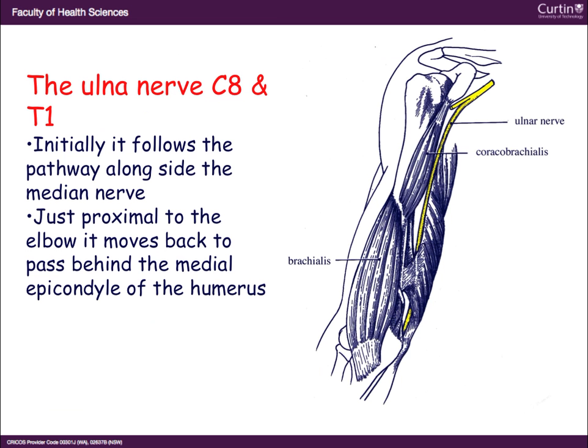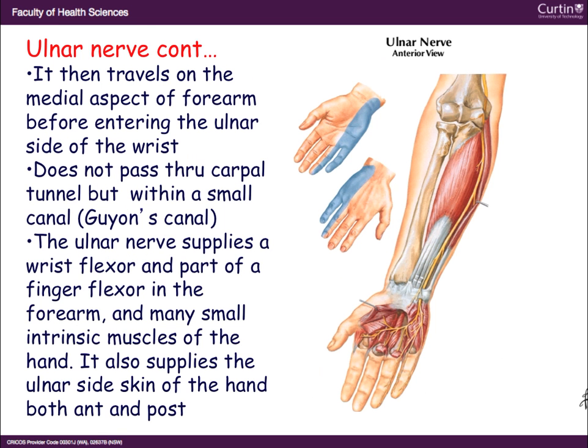Pathway of the ulnar nerve. The ulnar nerve, as it goes down, actually follows a similar pathway to the median nerve, along the medial humerus. Now, what's interesting is that as it gets towards the epicondyles, it takes a very posterior path, and it goes posterior and lateral to the medial epicondyle. As it continues down, it goes through a little canal, and it emerges through the canal.